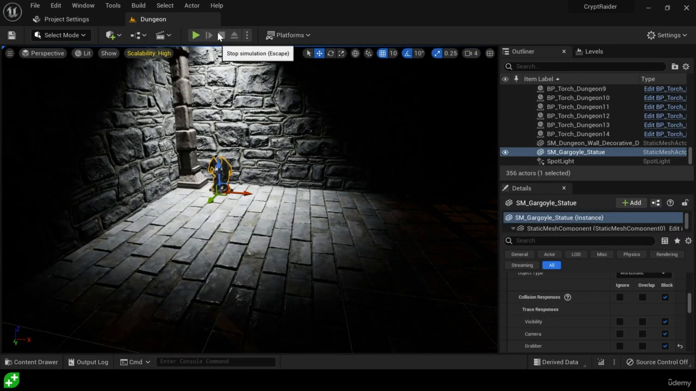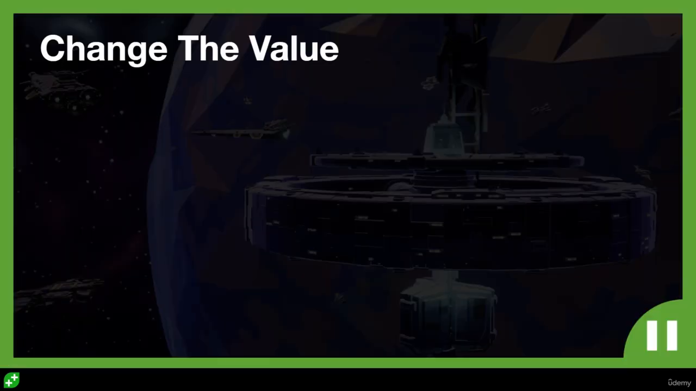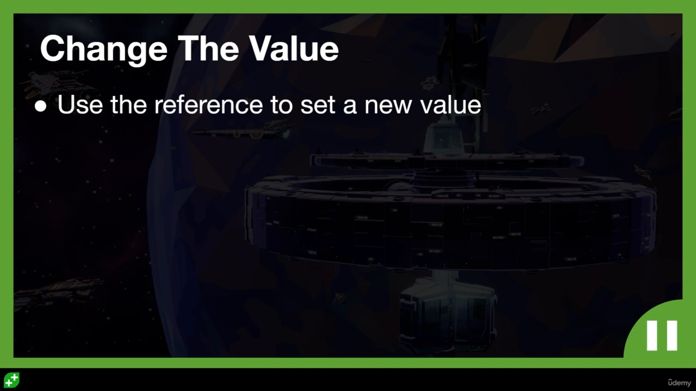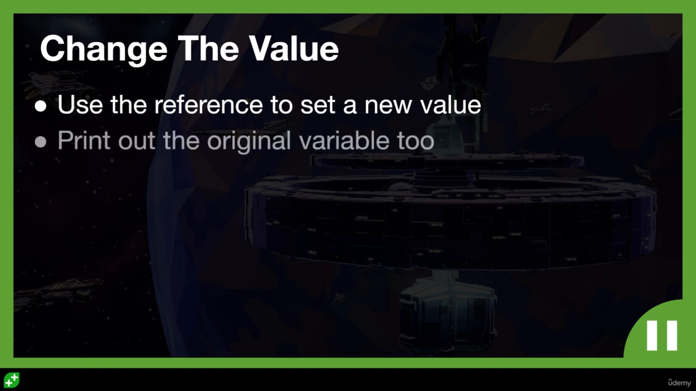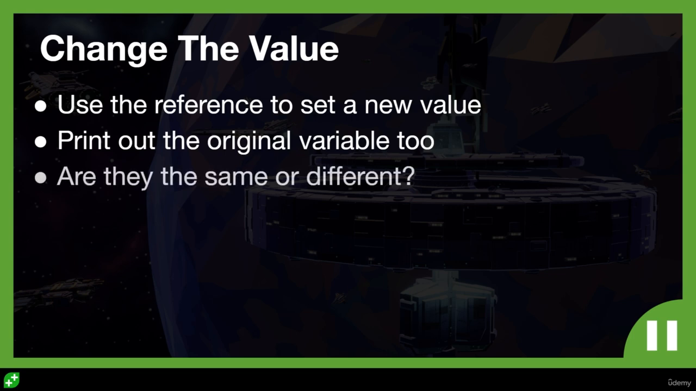But that doesn't necessarily prove that I haven't made a copy of that original variable. So I'd like to challenge you to try changing the value and see what happens. So use the reference to damage to set a new value, and then print out the original value too. So the original value next to the reference value, and have a look. Are they the same or are they different? You only changed the reference, but does it change the original as well? Because that would imply that they are both the same variable. Pause the video and have a go.